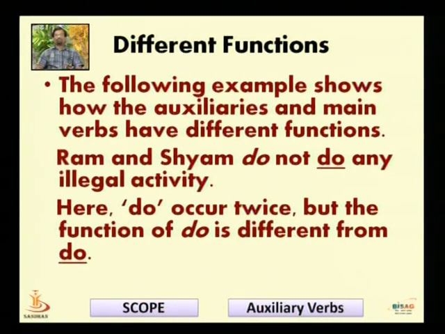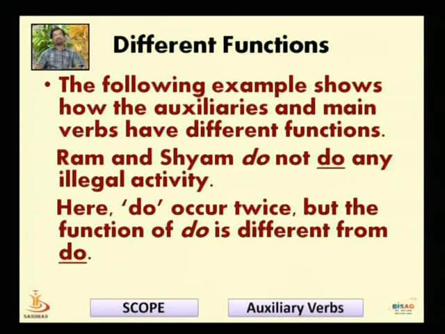The two do's appear differently, they function differently, I mean to say. I have explained in the last line, do occurs twice, but the function of both the do's is totally different. The first one, which is in italics, is the auxiliary verb, which helps the main verb when I turn it into negative. In the same way, if I want to make an interrogative sentence, I will have to use the auxiliary do again.